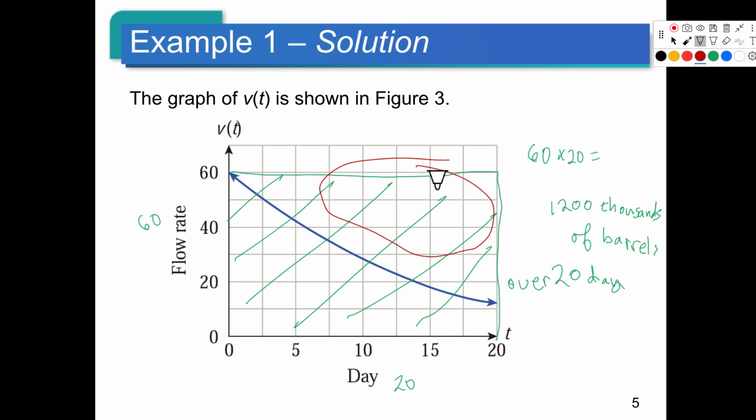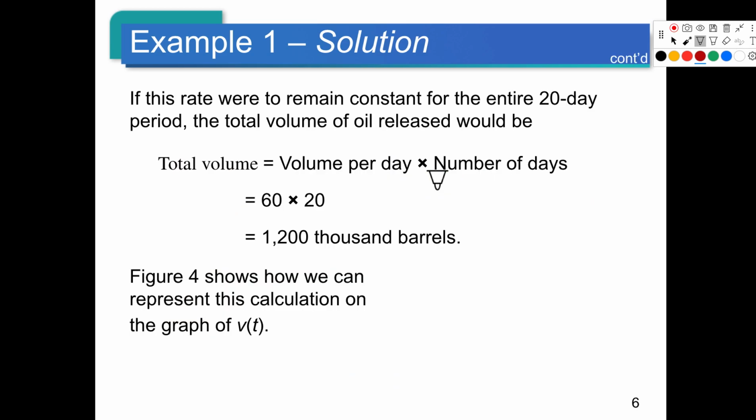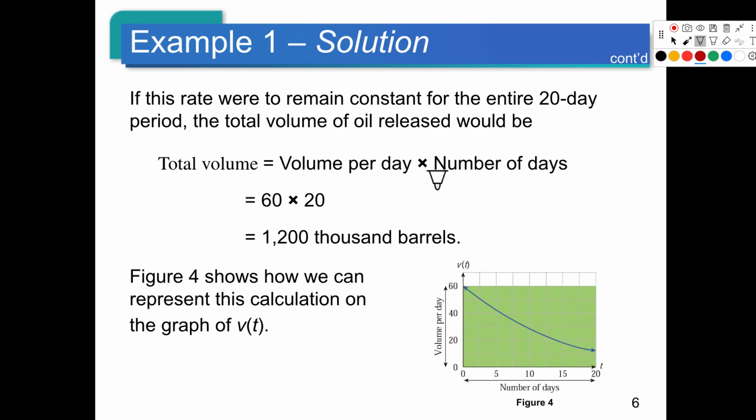If on day one we see this coming out here, well, if it doesn't slow down, it's going to be 1,200,000 barrels in 20 days. What we're going to work on is how we could get this more accurate. So that's what we just did. There's a nice little drawing of it, the whole rectangle. How could we get it more accurate so we're not overestimating so much?